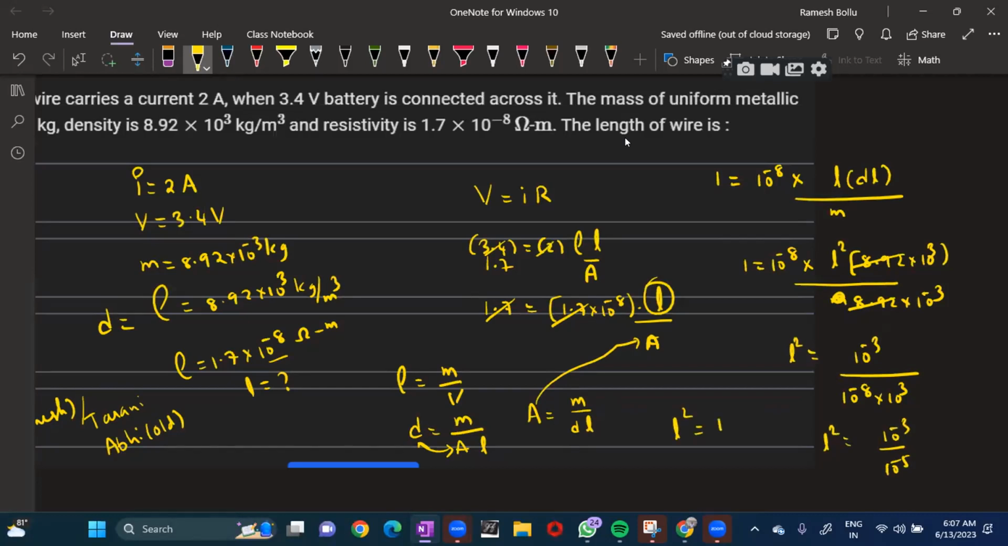L square equal to how much? 10 power 5 minus 3. L square equal to 10 power 2. L equal to root 100. Root 100 means what? 10 is our answer.